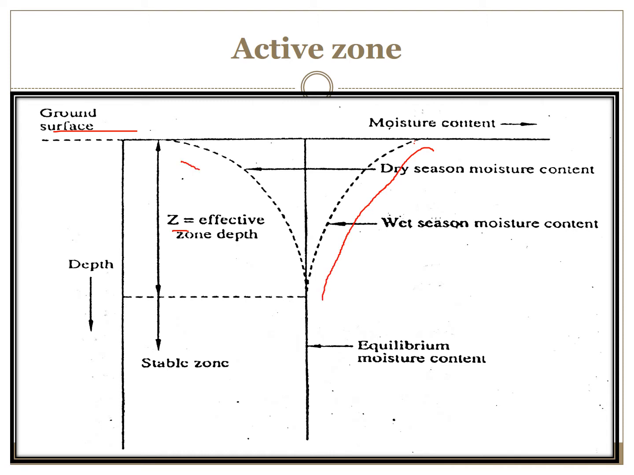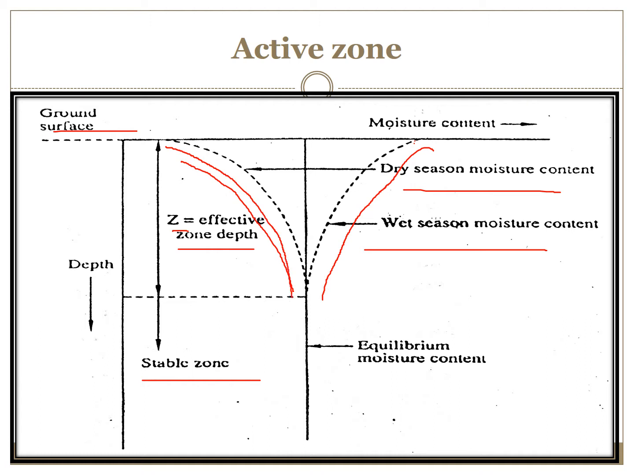So here is the graph which represents the dry season and the wet season. Here this is your unstable zone, effective zone or active zone, and below that is the stable zone. So in the dry season the water content increases with depth up to a certain depth. In the wet season the water content is maximum at the surface and decreases with depth up to the depth of the active zone. Okay.